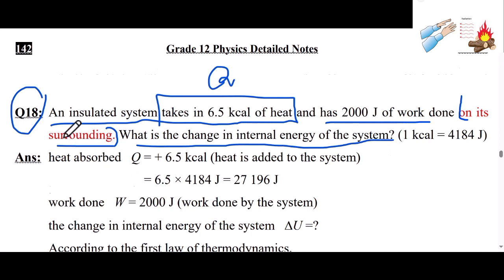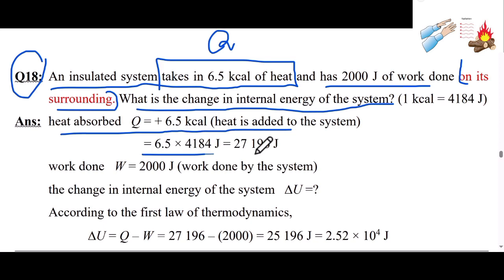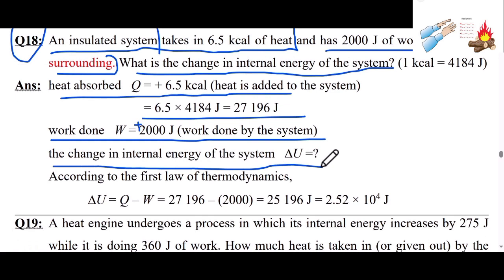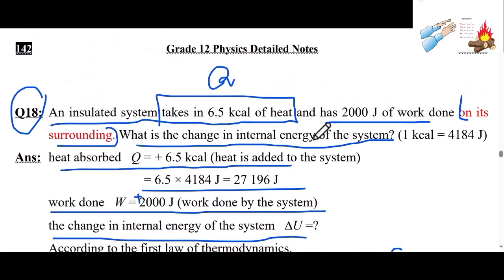Delta U will be found. Heat absorbed Q is 6.5 kilocalorie, and 1 kilocalorie is 4184 joule. Work done on the system is negative work done by the system. The change in internal energy delta U, according to the first law of thermodynamics, is equal to Q minus W. Work is done on the system by the surroundings, so W is negative.